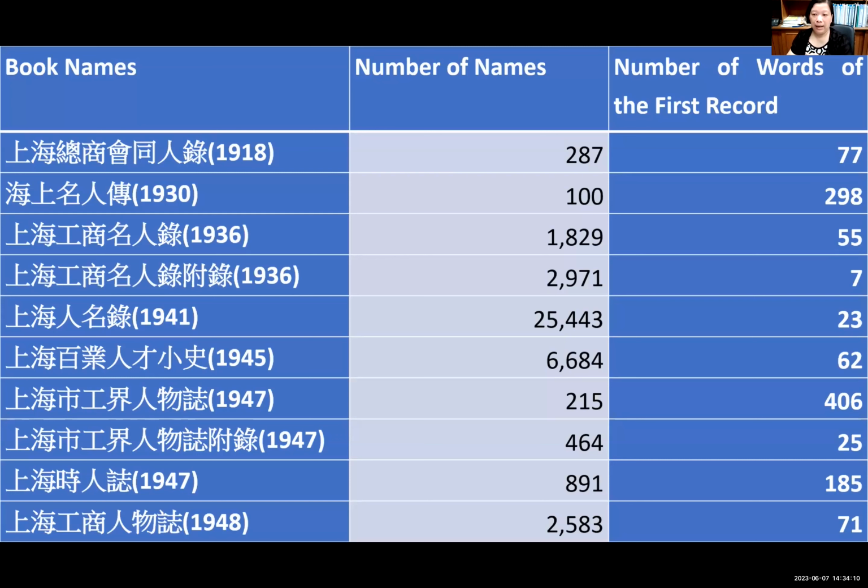The biographical data collected in the IISMCC, the 近代人物整合系统, are highly selective. There are obvious geographical and occupational preferences. Moreover, the amount of data on each person varies greatly. For example, someone in 上海市公界人物志, this one, got an introduction of over 400 characters, while another one in 上海工商名人录附录 was described in only 7 characters.